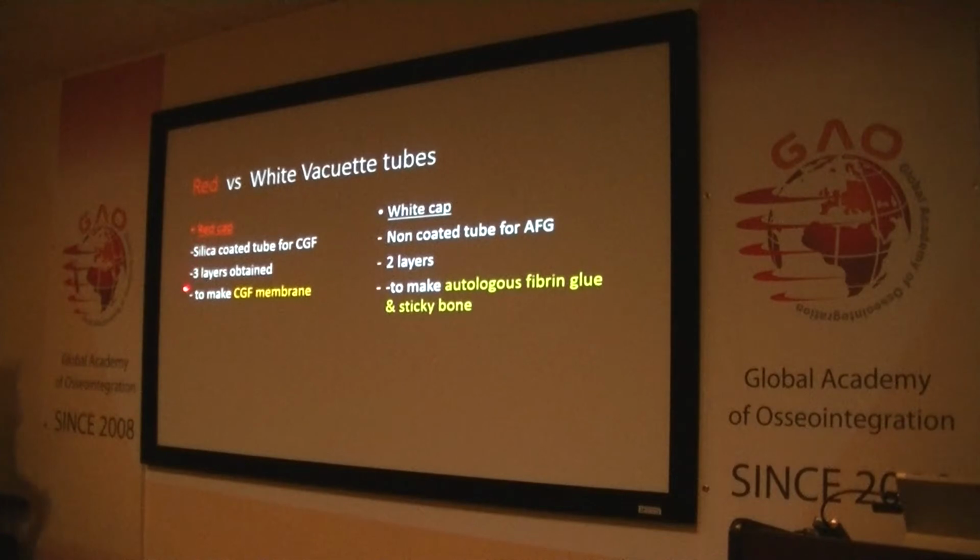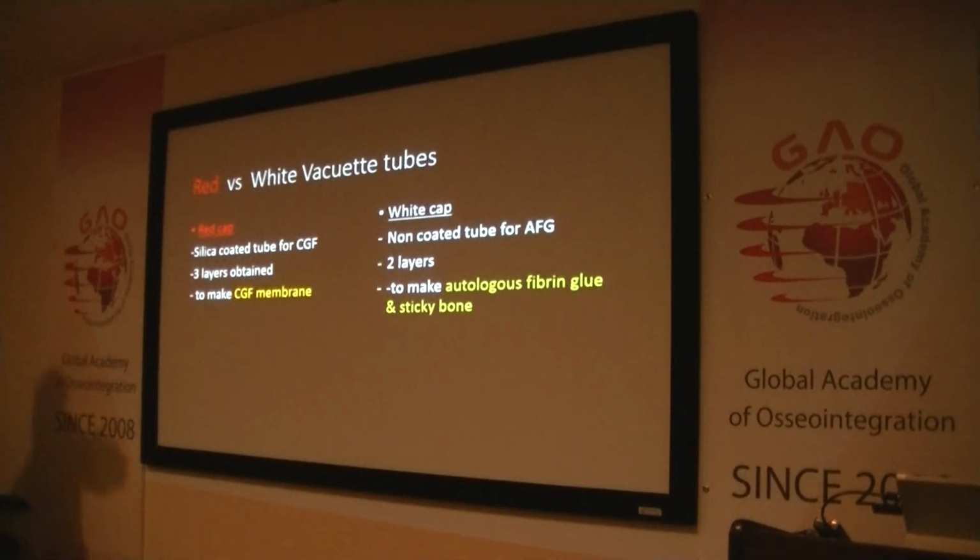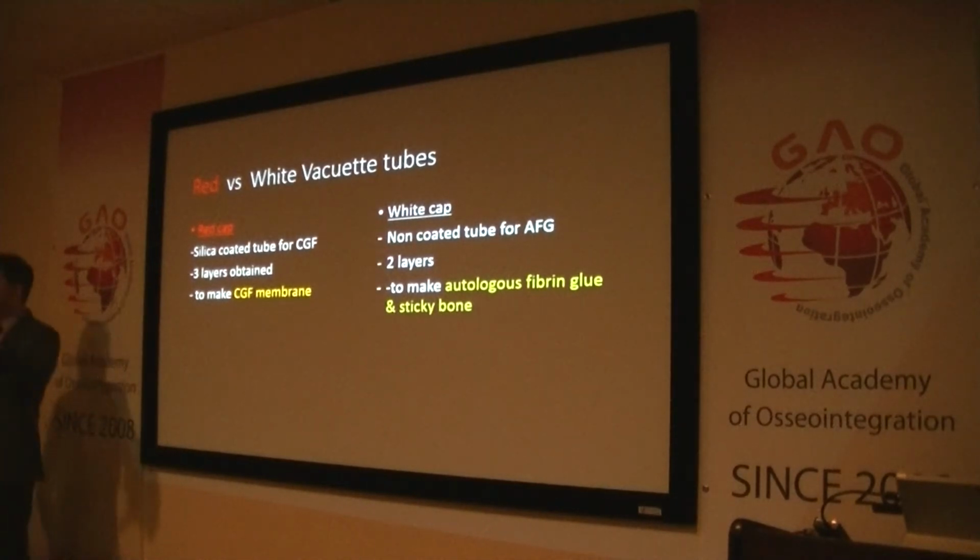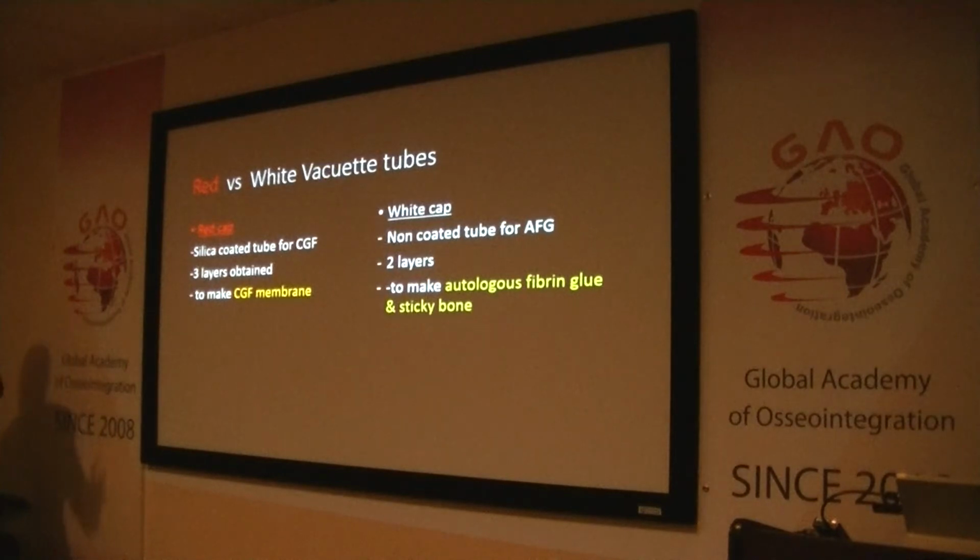So with the red cap, you get 3 layers. Remember that. You get the bottom, red blood cells. In the middle, you get the clot. And on top you get a tiny bit of plasma, which is a bit of liquid. And then we make it into a membrane with the red. Red is for membrane, remember that. White is for glue. With the white you only get 2 layers. Top, the clear liquid, and the bottom, the red blood cells. That's all you get. You don't get 3 layers.